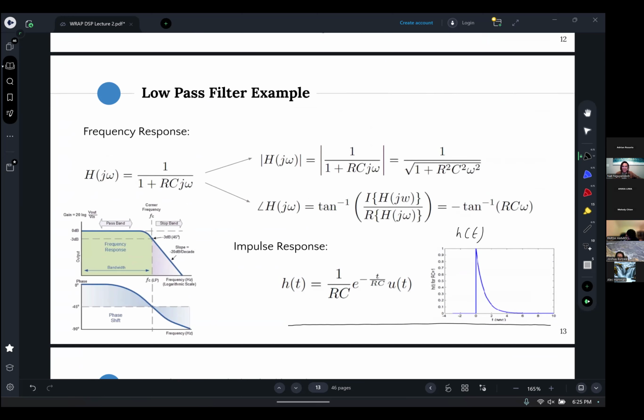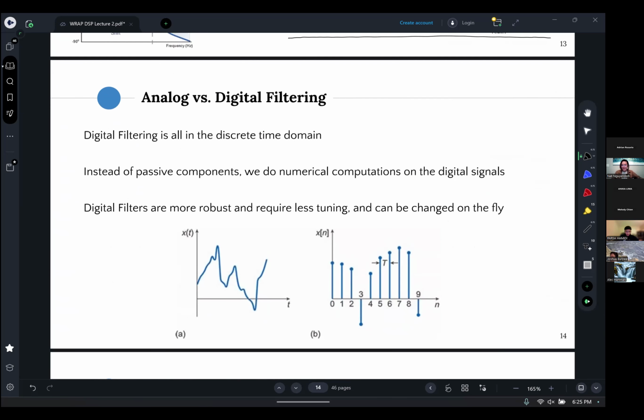The fact is that every filter we have has some sort of frequency response, and it has our impulse response. The impulse response is the thing that matters most to us. So we have analog filtering versus digital filtering. In digital filtering, we're doing everything digitally. So instead of these components and dealing with the actual electricity and physical circuits, we're going to do everything with numerical computations on digital signals.